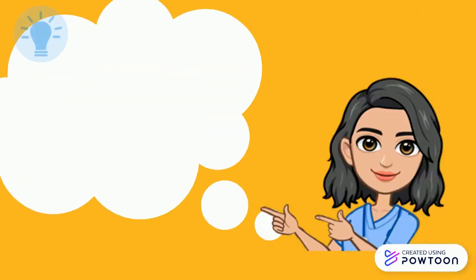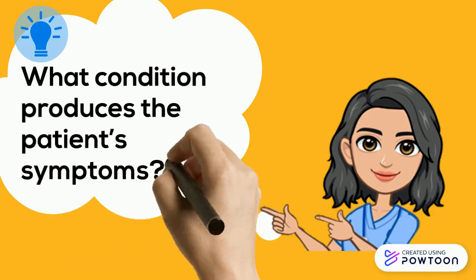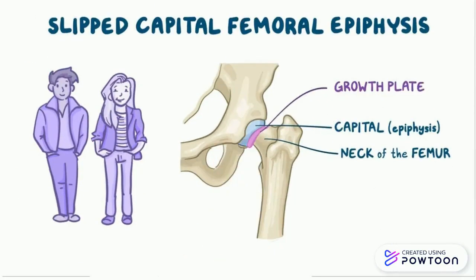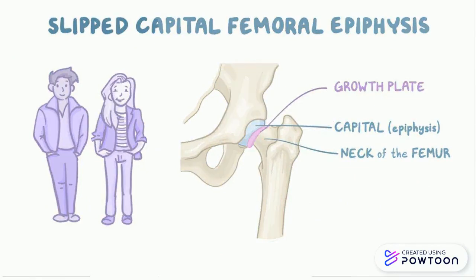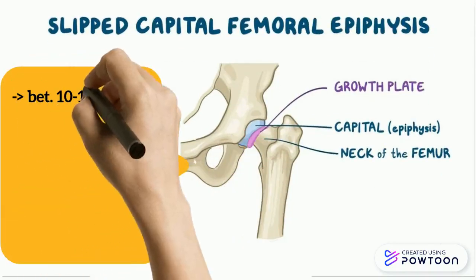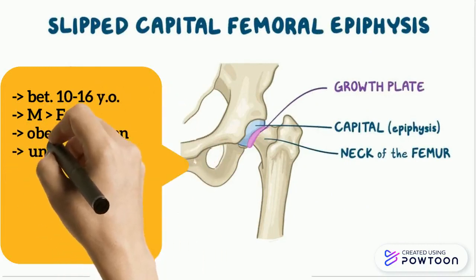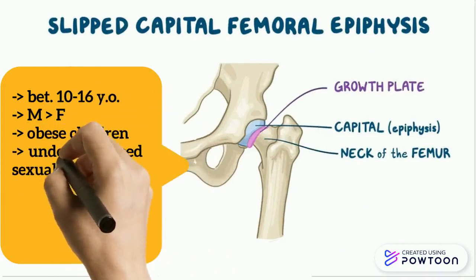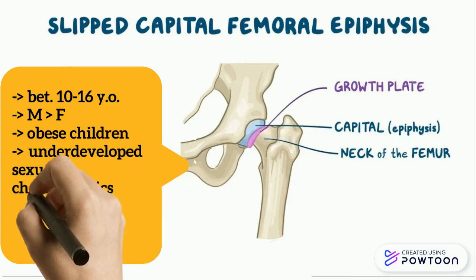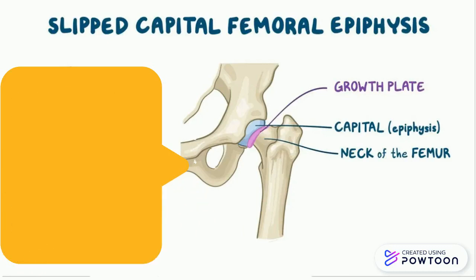So first, let's know what condition produces the patient's symptoms. The condition that produces the symptoms of the patient is slip capital femoral epiphysis. This condition is commonly observed in children 10 to 16 years old, more common in boys than girls, occurs predominantly in obese children with underdeveloped sexual characteristics, and has a history of rapid skeletal growth immediately preceding displacement of the epiphysis.